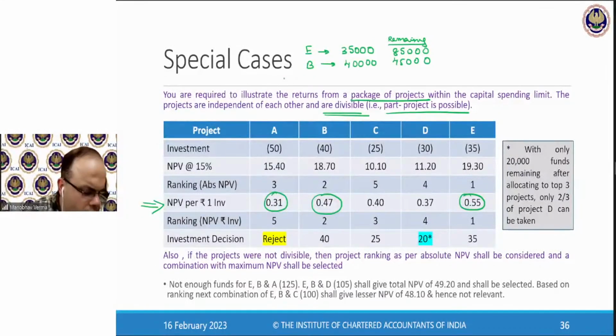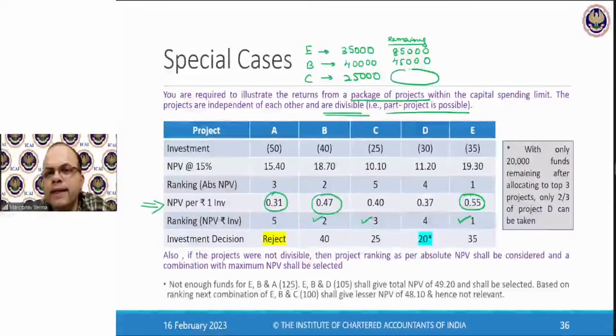Once we are done with projects E and B, we go to the third rank. We have taken E, we have taken B. We go to the third rank, that is C. C requires a capital investment of 25,000. Now we are left with 20,000 only. And there are two projects left, A and D. E, B, and C can be taken, but what should be my next point of selection? A or D?